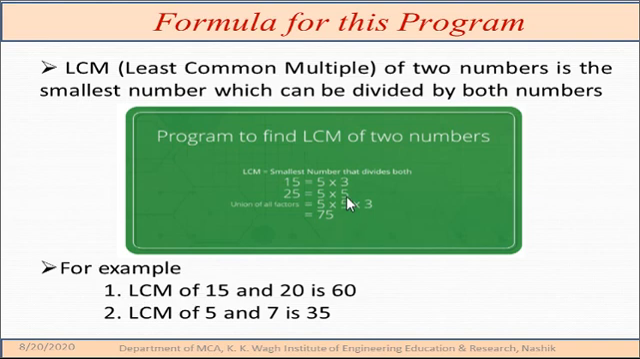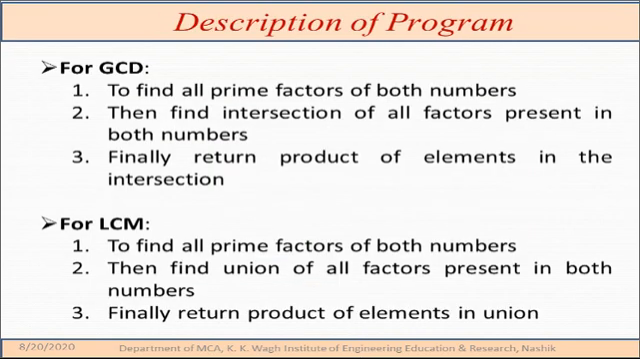Then the remaining factor, we have to take as it is, as we have implemented in a union. So we get the output as 25. Similarly, if we take the other example, that is for LCM, if we take the numbers 15 and 20, we get the LCM as 60, and for 5 and 7 we get the LCM as 35.